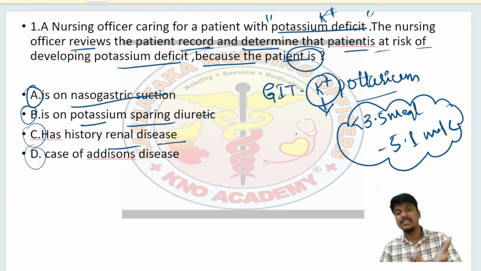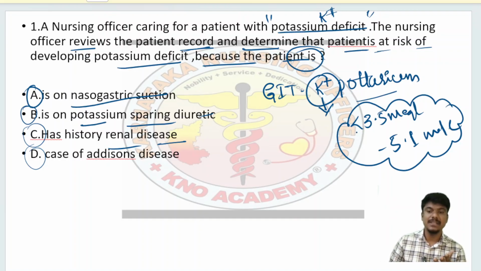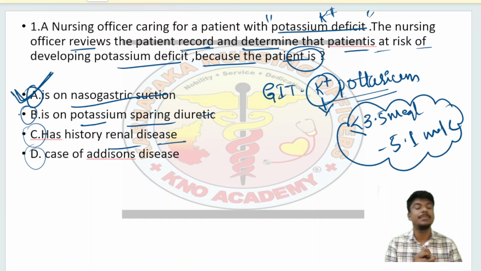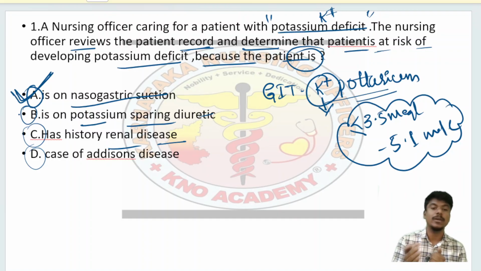The nursing officer already saw the patient's lab investigation. Potassium is already less than 3.5, and he is worried because nasogastric suctioning could cause further potassium loss. So this is the right option, A. When a patient is on nasogastric or orogastric suctioning, he is very prone to hypokalemia.